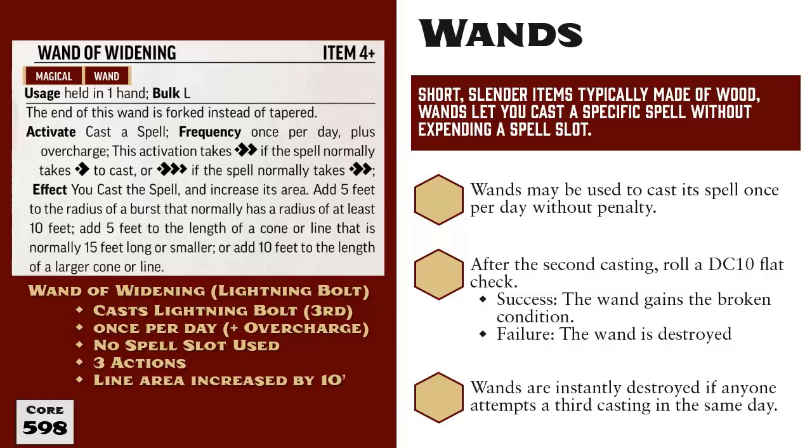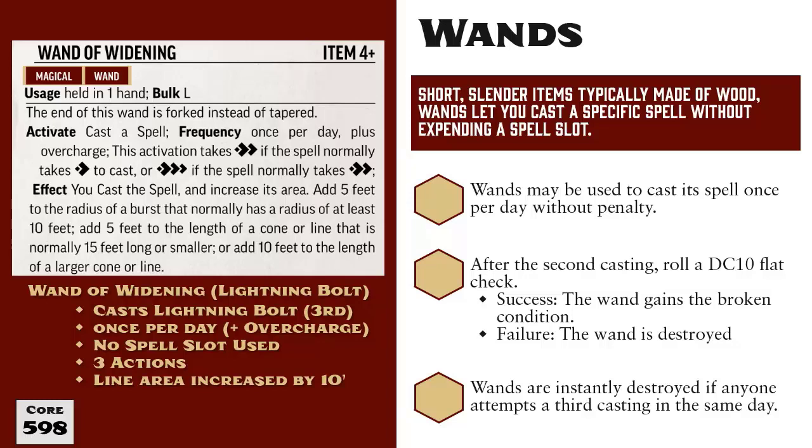Essentially, this wand lets you apply the widened spell metamagic feat to the casting of lightning bolt, but only to that spell of that level and once per day. You could not use this wand to apply the widening effect to any other spell, including your own casting of lightning bolt, even if you spend one of your spell slots to do so.